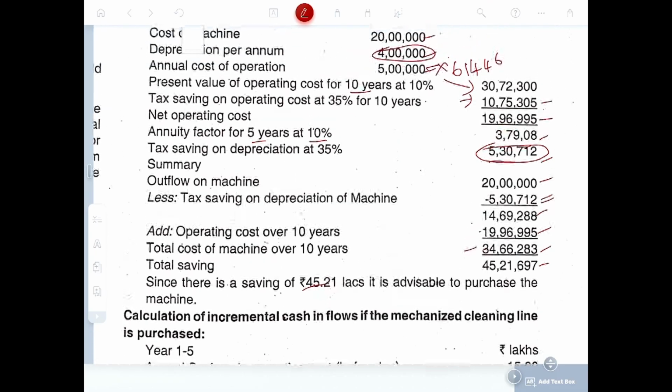Depreciation, present value of depreciation. Depreciation of machine 5 lakhs. Okay. 5 lakh 30,000, 712 divided by 35 percentage. 15 lakhs plus 379, 08. 1996, 955.